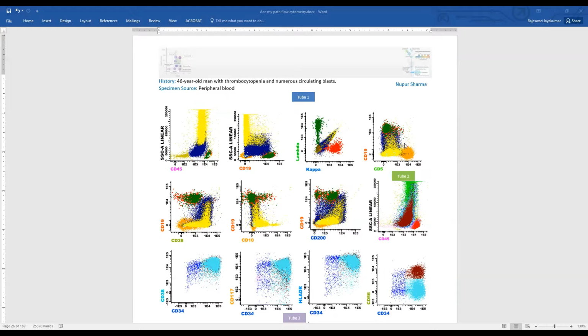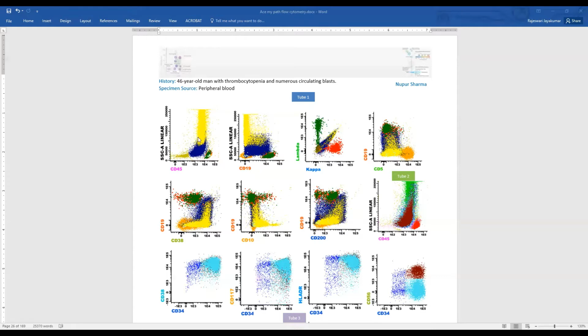They are negative for CD5, and our orange population, which is CD5 positive, are the T cells in the background. The green and red populations in the lymphocyte gate are the background polyclonal B cells that are CD19 positive. The green population are the lambda B cells, and the red population are the kappa B cells. And the blasts are positive for CD38.